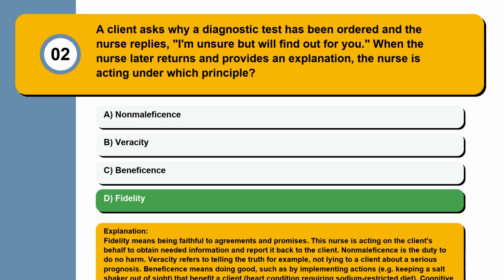Fidelity means being faithful to agreements and promises. This nurse is acting on the client's behalf to obtain needed information and report it back to the client. Non-maleficence is the duty to do no harm. Veracity refers to telling the truth, for example, not lying to a client about a serious prognosis. Beneficence means doing good, such as by implementing actions that benefit a client, e.g. keeping a salt shaker out of sight for a client with a heart condition requiring a sodium-restricted diet. Cognitive level, understanding; client need, management of care; integrated process, nursing process, implementation; content area, fundamentals.